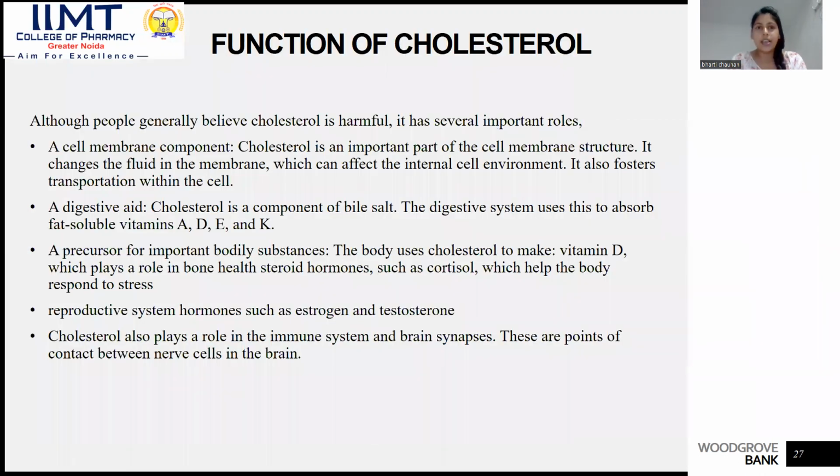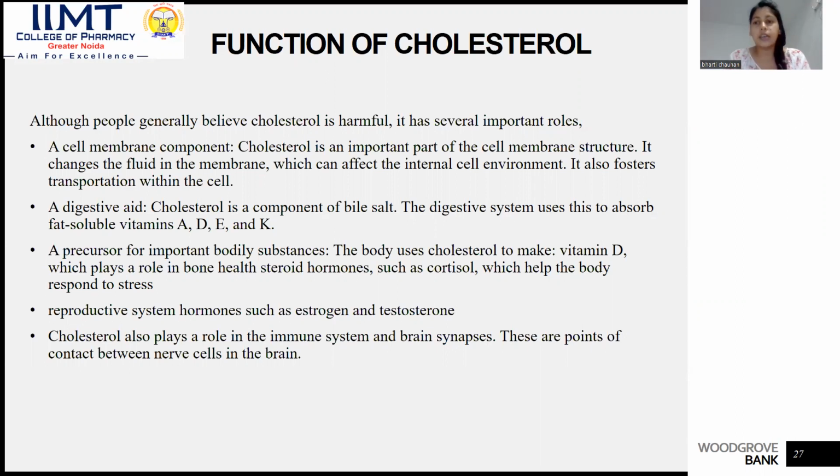So, the function of cholesterol: people generally believe cholesterol is harmful. It has several important roles also. First, a cell membrane component. The cell membrane protects your cell organelles. Cholesterol is an important part of the cell membrane structure. It changes the fluidity of the membrane, which can affect the internal cell environment.